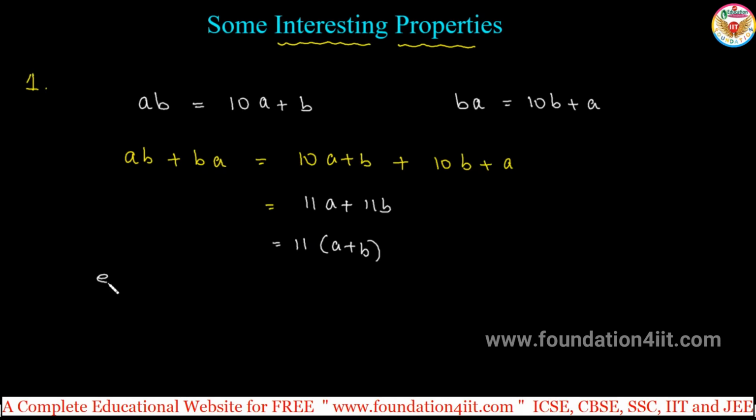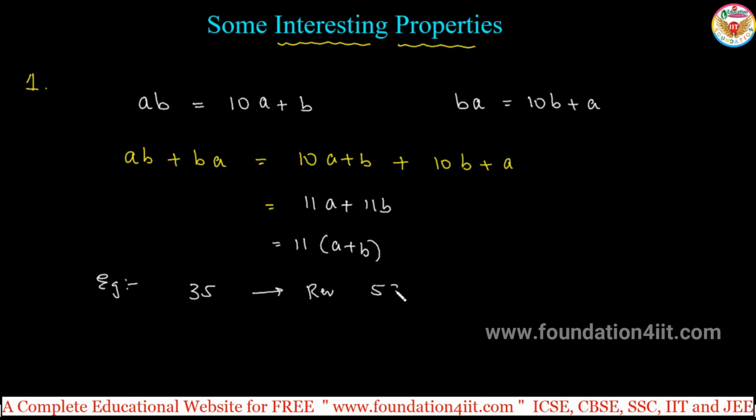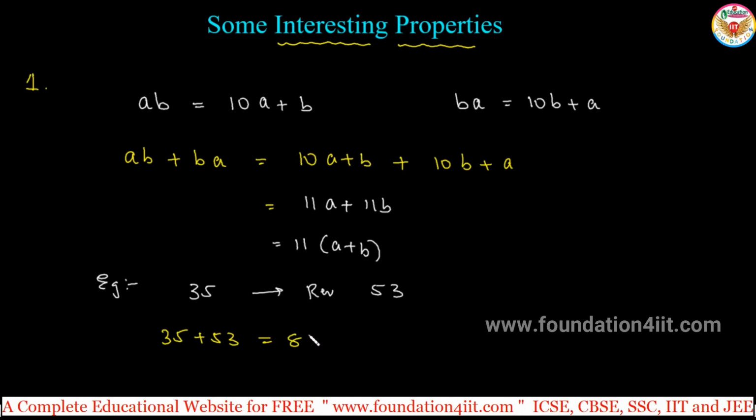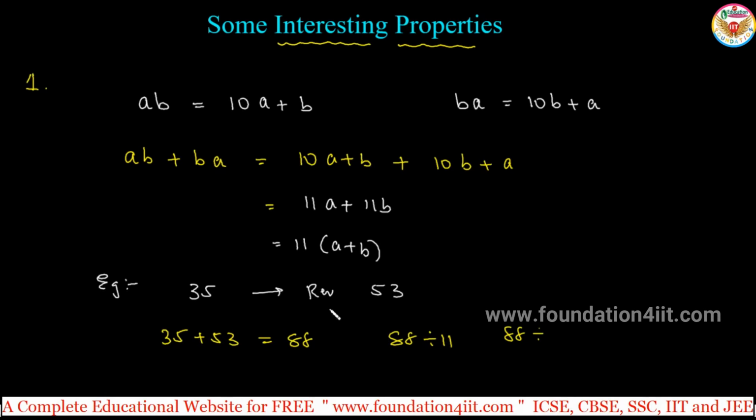With an example I'll show you, it will be clear for you. Take number 35. The reverse of 35 is 53. Now 35 plus 53, if you add, the result is 88. This is always divisible by 11 or else by the sum of the digits. So 88 divided by 11, and the same 88 divided by the sum of the digits, 3 plus 5, 8. So the rule is, when AB plus BA is divided by 11, the quotient is A plus B. If it is divided by A plus B, then the quotient is 11.